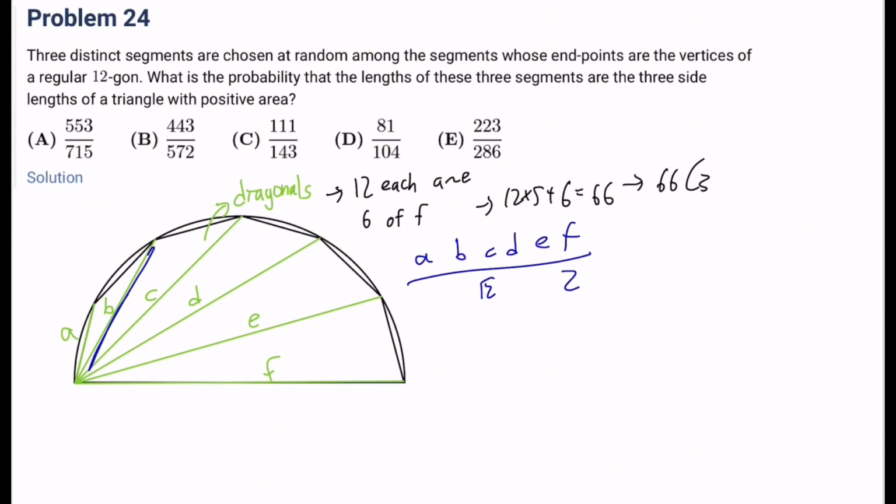And also notice that if we put B right here, like that, then this is going to be a right angle.